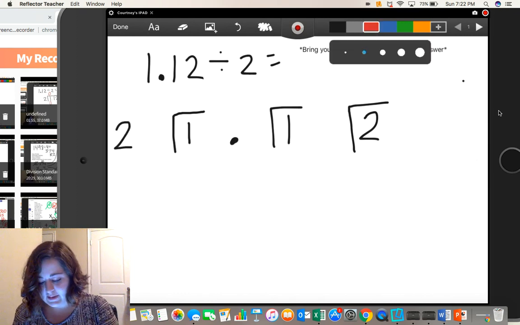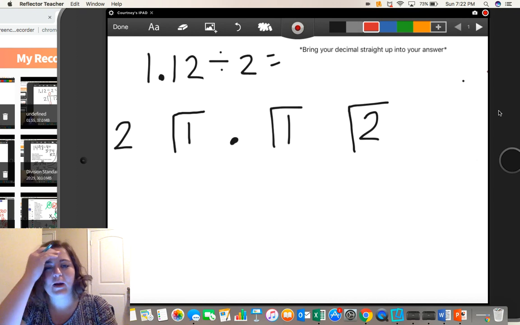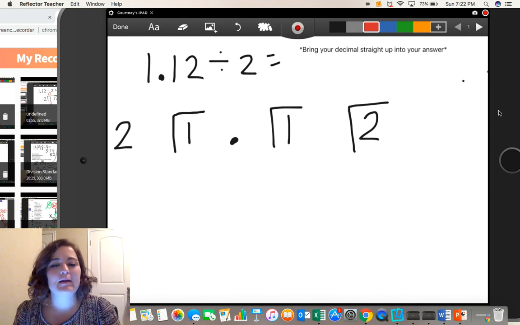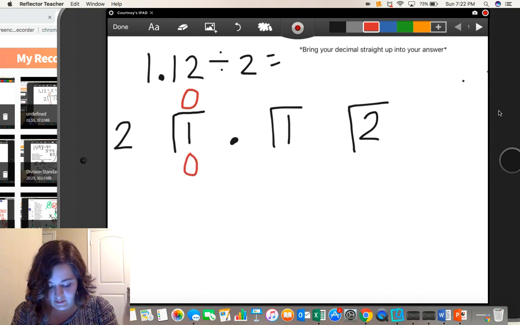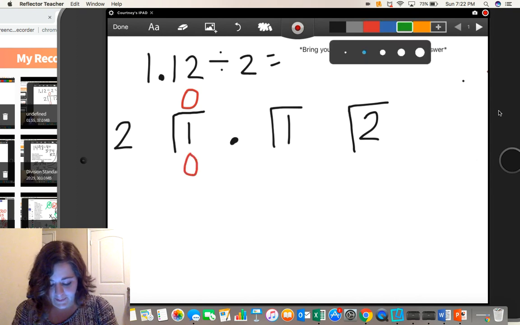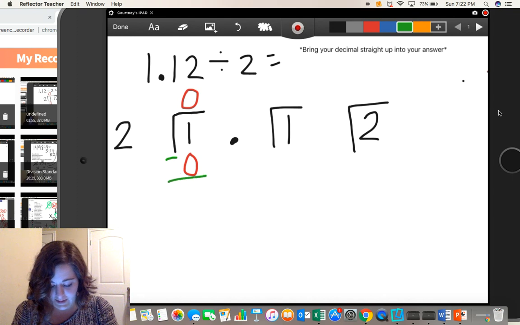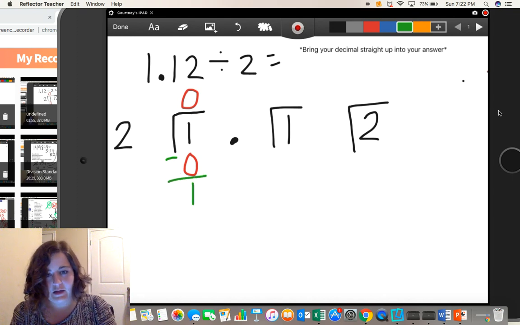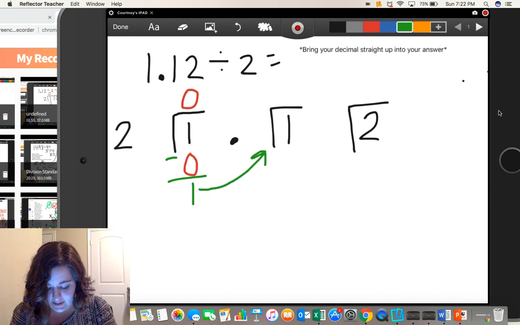And our first step is still going to be, after we set up our problem, that we're going to see how many times 2 can go into 1. Now 2 times 1 is already 2, which is too big, so we have to go 2 times 0. 2 times 0 is 0. After we multiply, we have to subtract. 1 minus 0 is 1. And you're going to bring that number to the next division house. So instead of 1, it's going to be an 11.